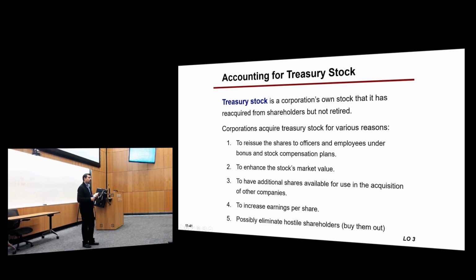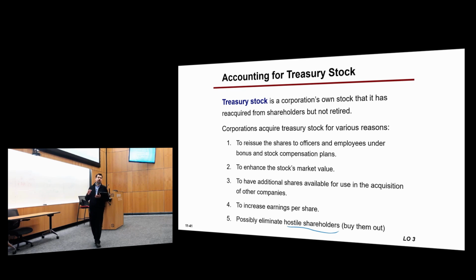So, treasury stock. Like we said, why do companies do that? They acquire treasury stocks to, for example, again, sometimes eliminate hostile shareholders. Like they buy them out, they get rid of them. If someone is making a lot of noise inside the company, they might just want to get rid of them.